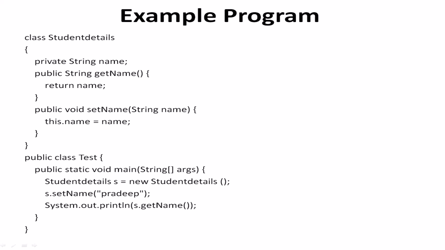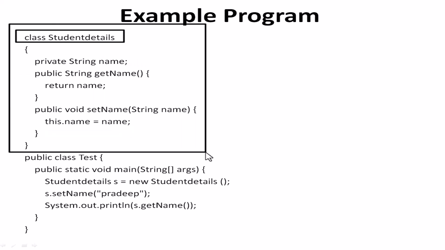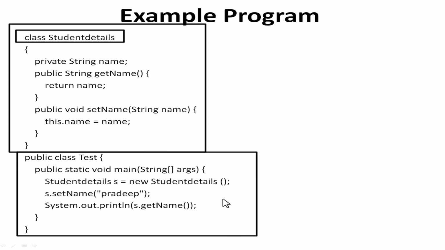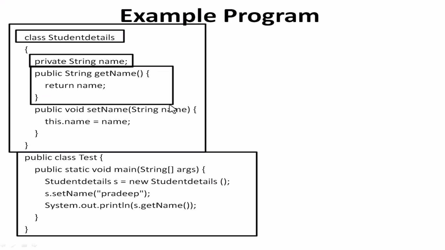Here you are going to define a class named StudentDetails. You have two different classes. The first class is StudentDetails, the second class is Test. In StudentDetails, you have just declared a private string name. Even though it is private, you have given one public method, getName, by which you are going to return the name.